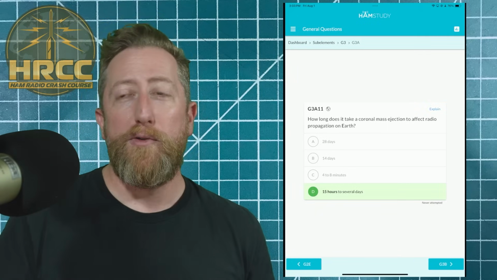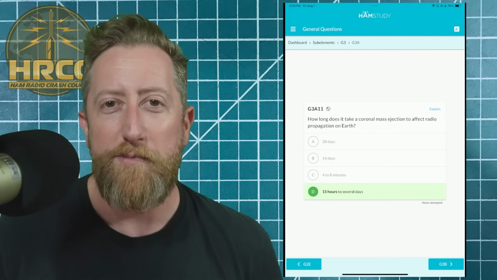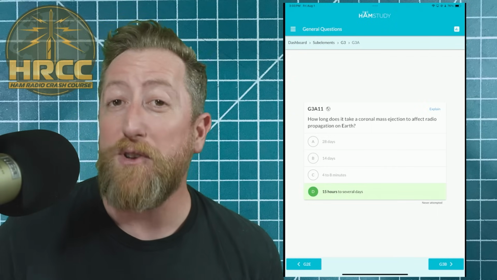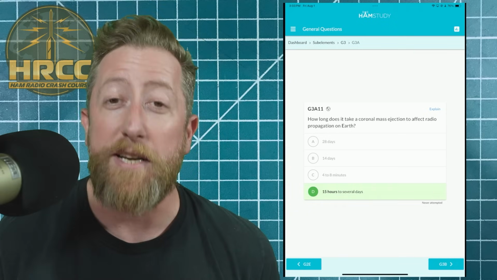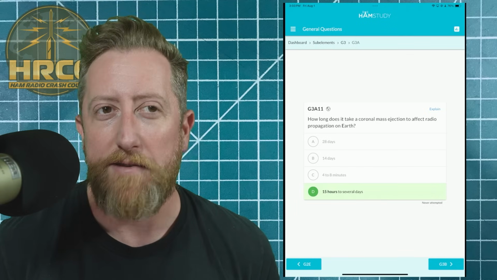Now, Tamitha Skov looked at this or told me that's basically like the sun barfing out material. And that's an interesting way to look at it. If it's purely light, it will take minutes. But if it's barf, it's going to go a little bit slower. In that case, about 15 hours to several days.